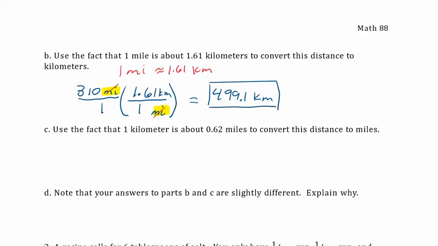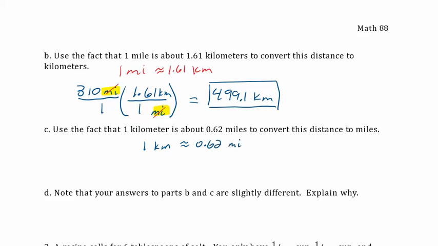Now the bottom, the denominator, would come out to be 1, right? But anything divided by 1 is just that number, so we don't have to write that. All right, part C says use the fact that 1 kilometer is about 0.62 miles to convert this distance to miles.